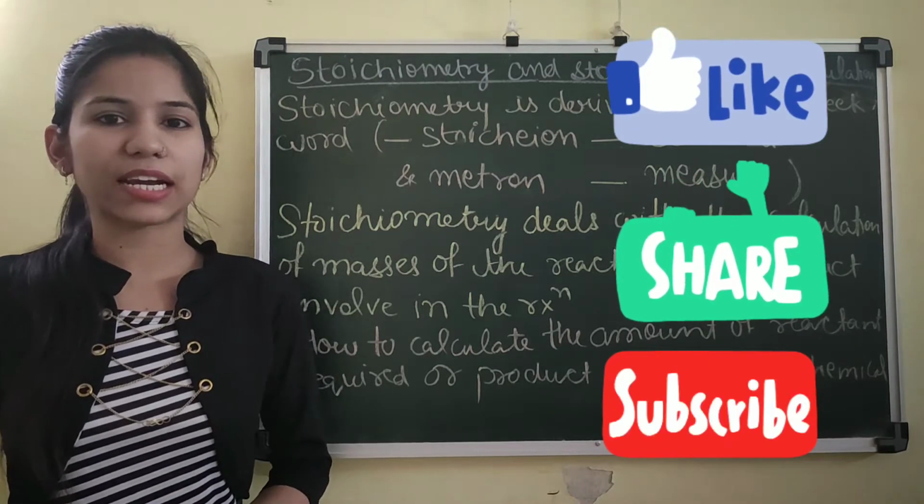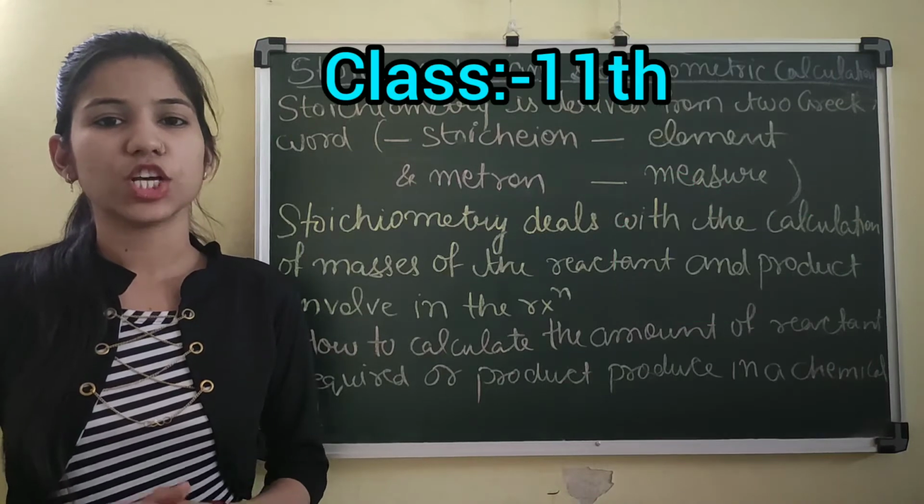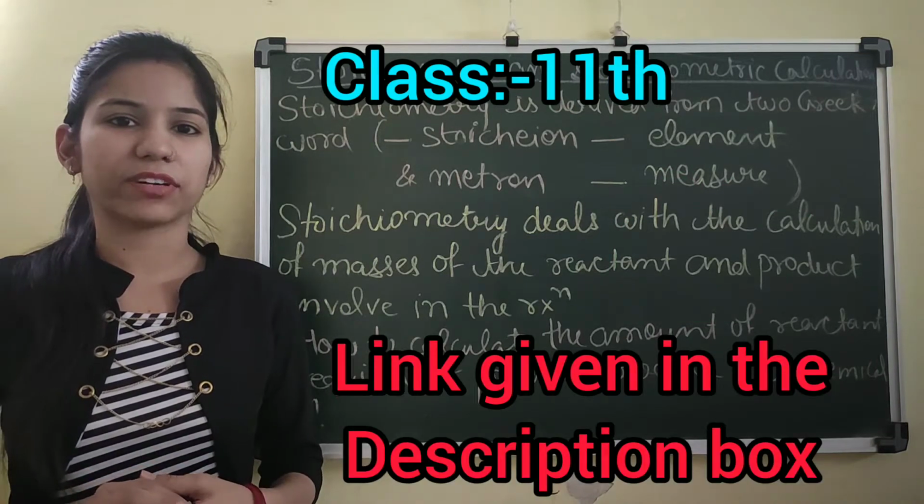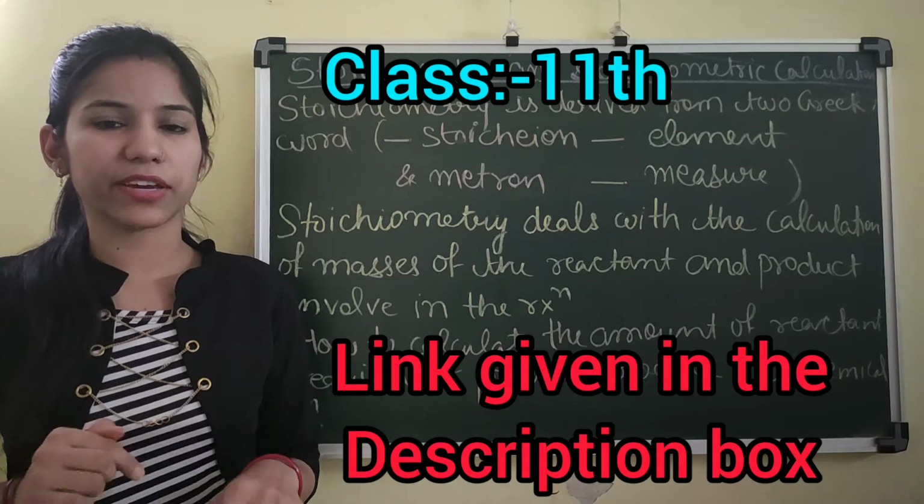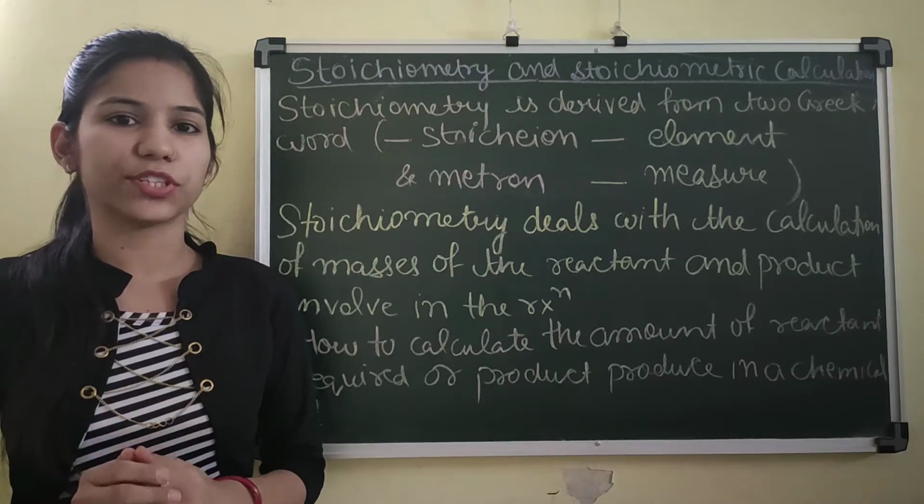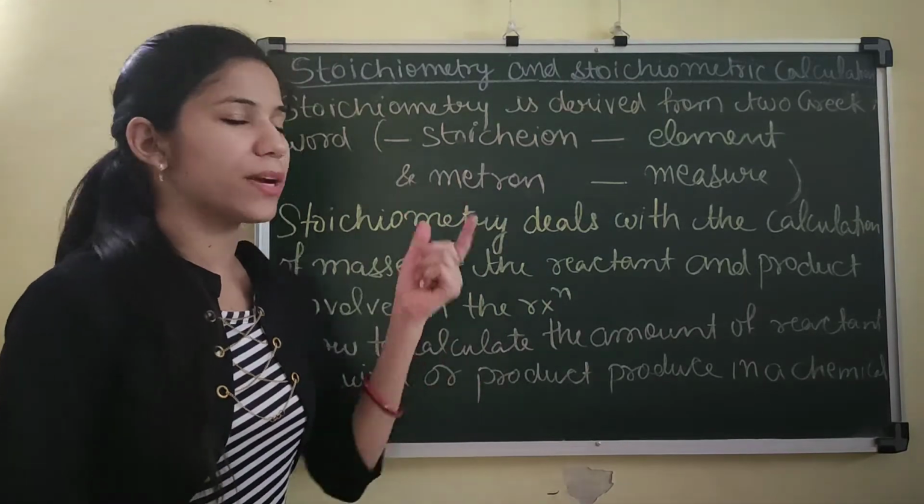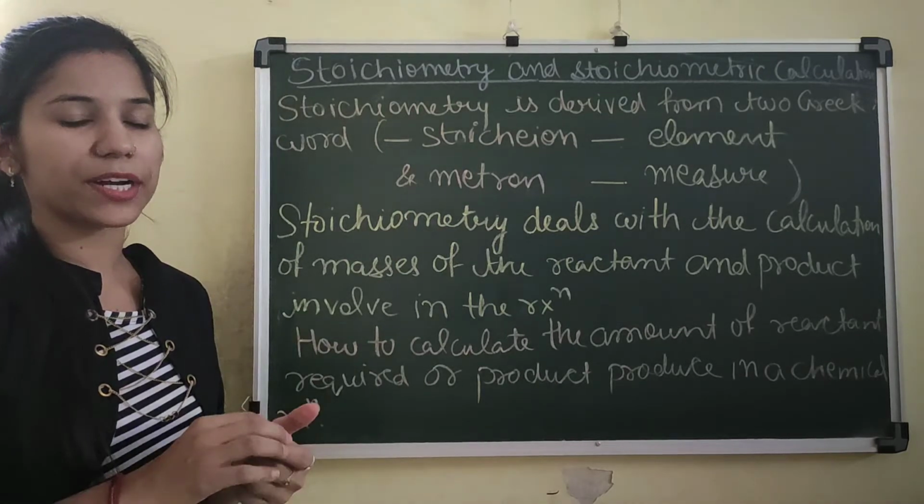In this video we are learning some basic concepts of chemistry. This is chapter 1 of class 11, and the previous lectures are given in the description box, so check out these videos. Let's start with the stoichiometric coefficient and stoichiometric calculation.